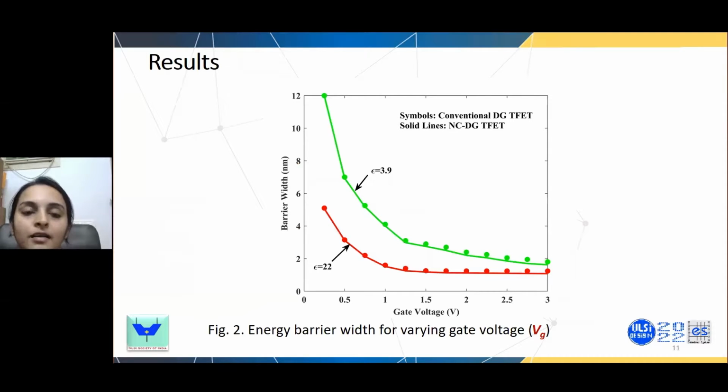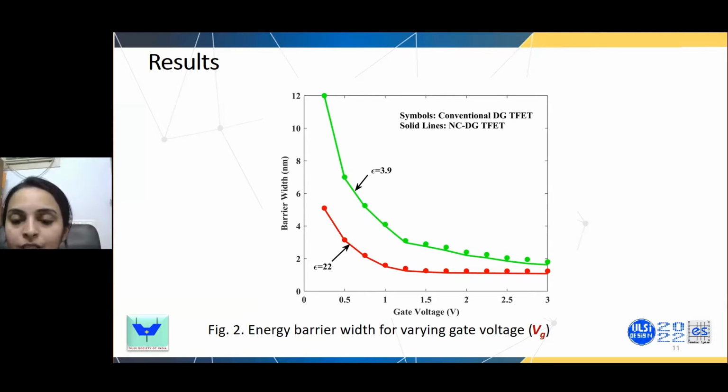Well, these are the results. Figure 2 shows the energy barrier width variation with gate voltage for a conventional double gate TFET and the proposed TFET for two different values, for high K and low K materials. As you can see, for a high K material, it's obvious that the barrier width will be very low because of the higher capacitance of the dielectric material, the hafnium dioxide.